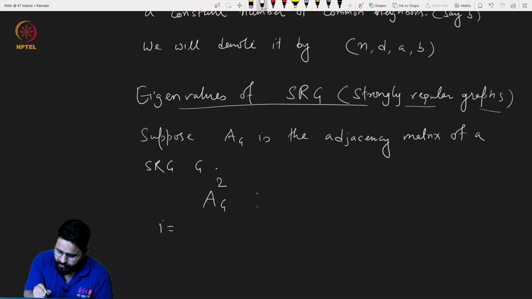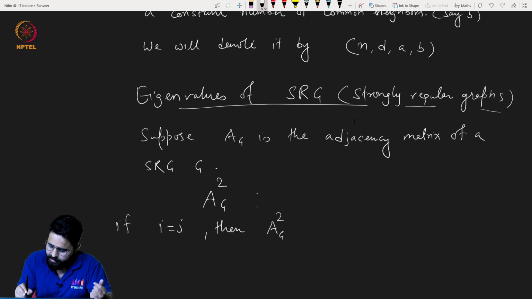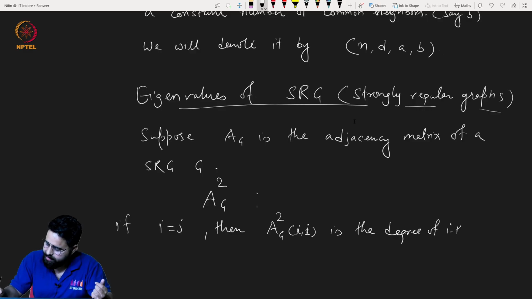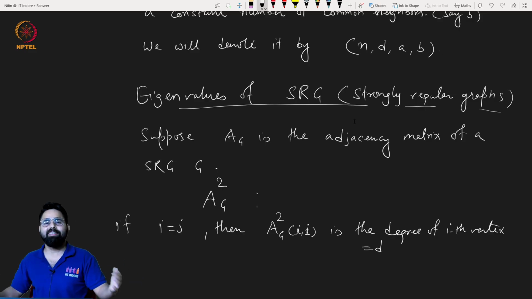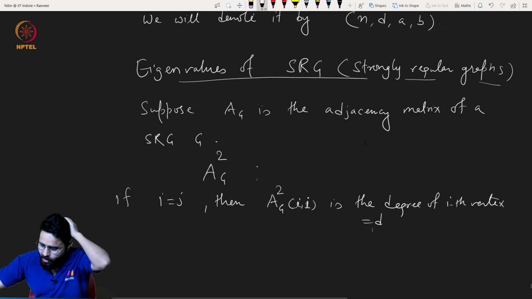So let us see what the A square entries are. If i equals j, then A square of G, basically the ii entry, is the degree of the ith vertex, which is equal to d. Very simple, right? On the diagonal of A square of G there will be d. Okay, very good. What about the non-diagonals?